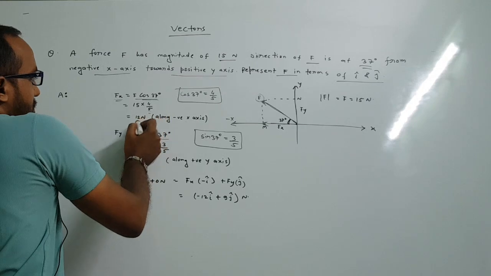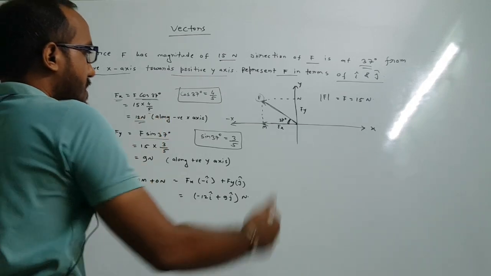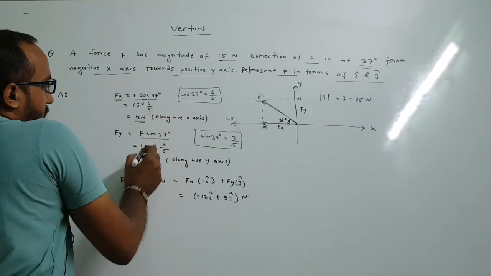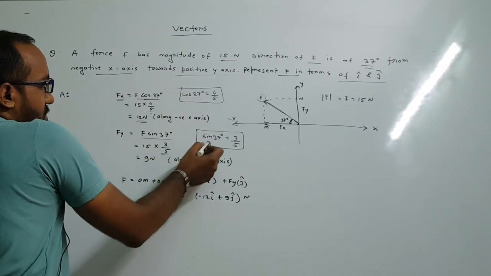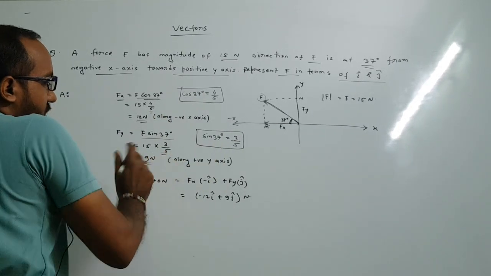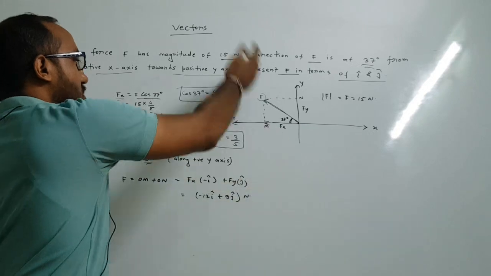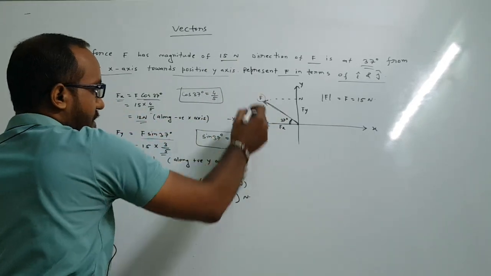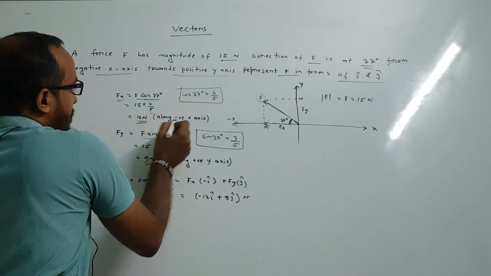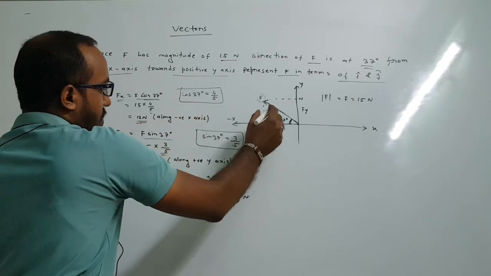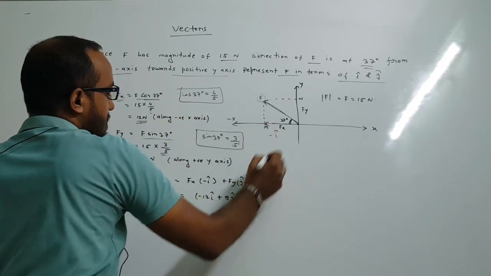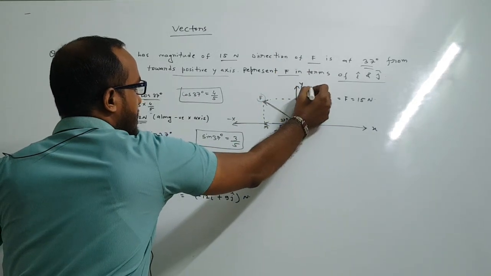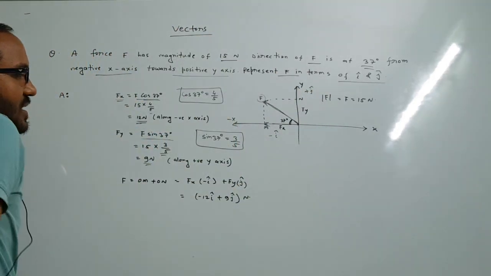So put the values and you will get 12 Newton along negative x-axis. And what is the component Fy? Fy is F sin 37. Put the value of sin 37, you will get 9 Newton along positive y-axis. Now how to represent this vector F? See, we got 12 Newton along negative x-axis. What is the unit vector along negative x-axis? That is minus i cap. What is the unit vector along positive y-axis? That is plus j cap.